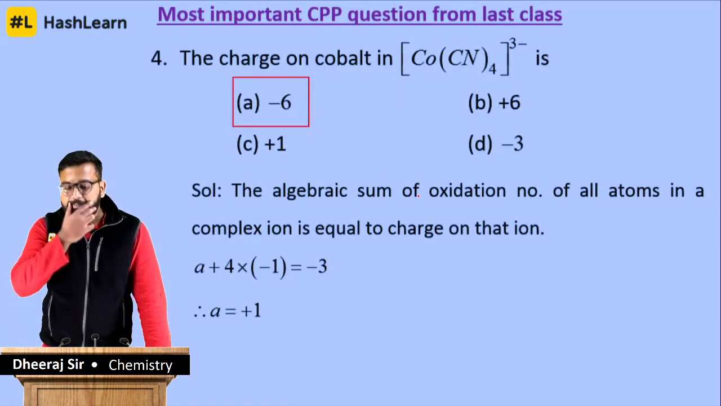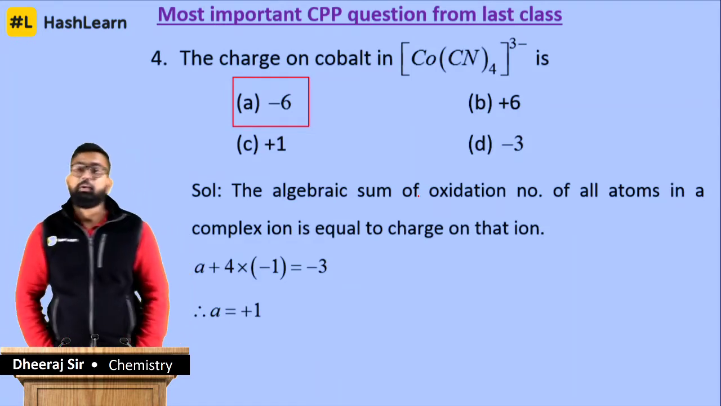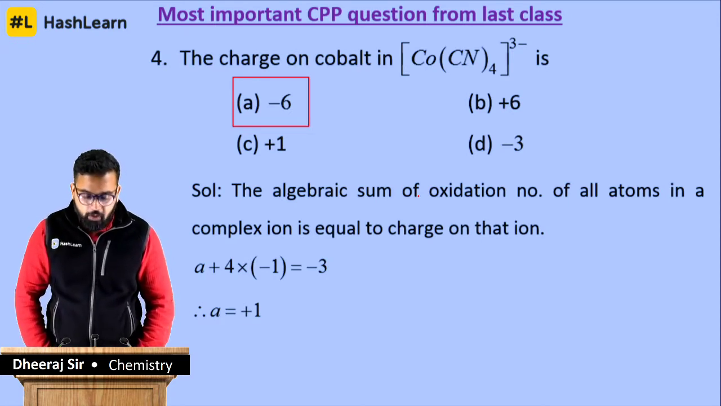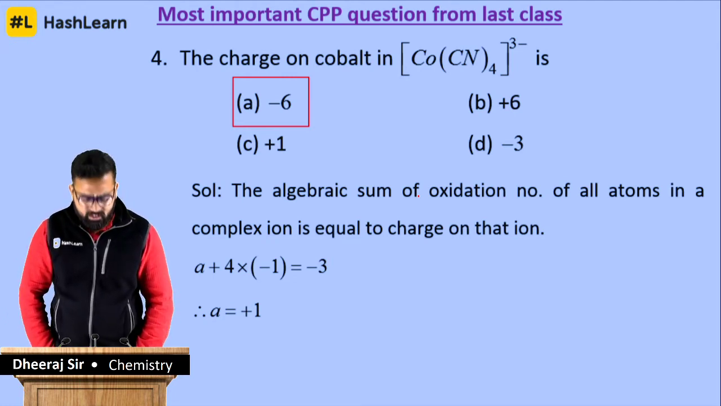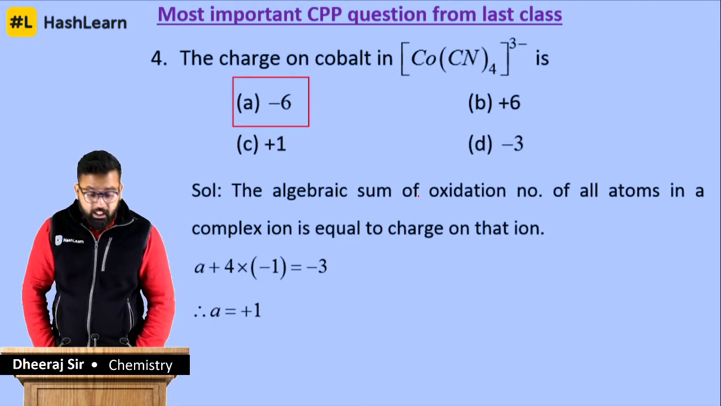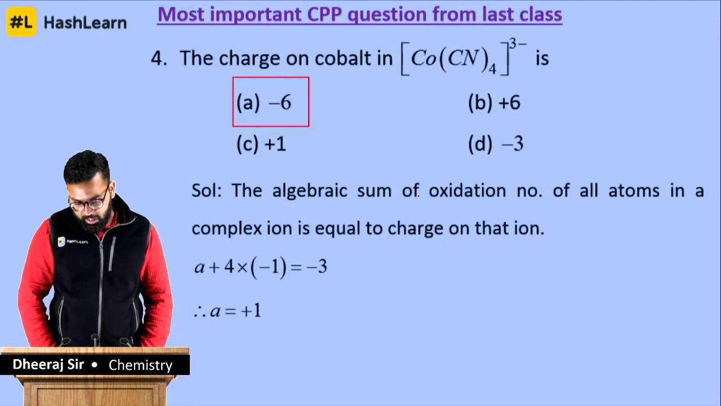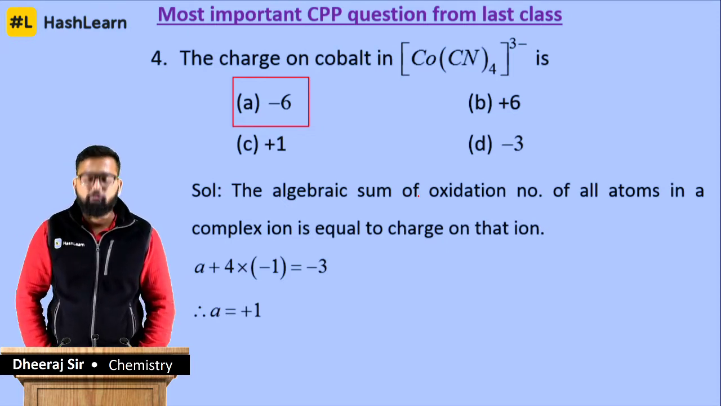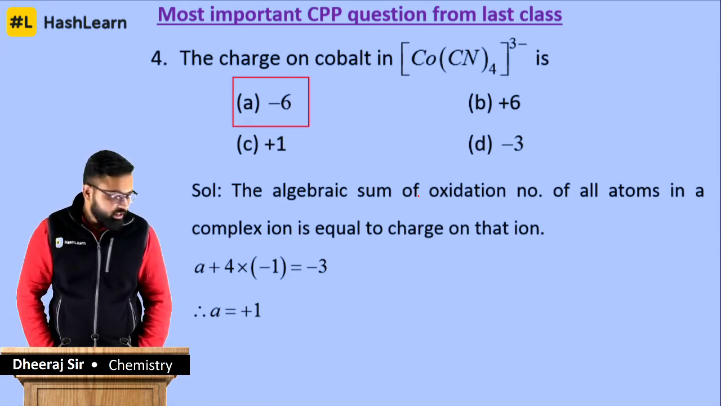Proceeding, the important CPP question picked up from the list of questions that were given to you in the previous class: the charge on cobalt in the given complex, Co(CN)4, 3 minus. It's a simple algebraic sum. Take cobalt's oxidation number as unknown and cyanide is minus 1. So unknown plus minus 1 into 4 is equal to minus 3, and you have the oxidation number in front of you, that's plus 1.